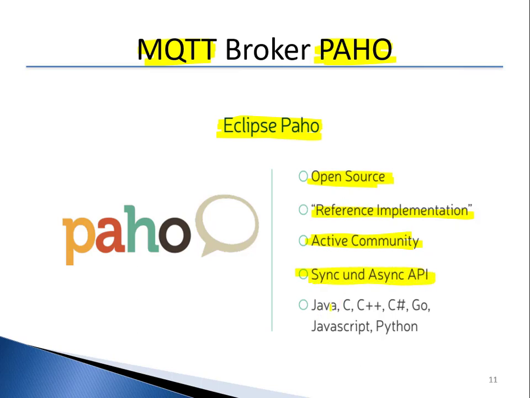It supports different languages like Java, C, C++, C Sharp, Go, Python and JavaScript. So the broker name is Eclipse Paho. It's open source with an active community, sync and async APIs are available, and it supports many languages. This is one of the brokers, Paho.